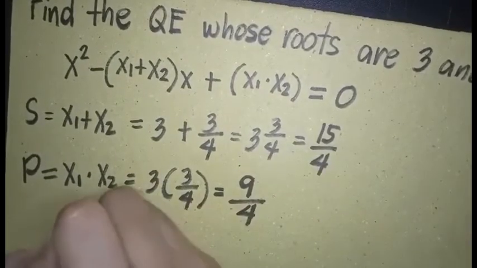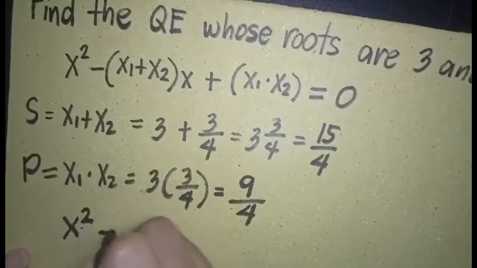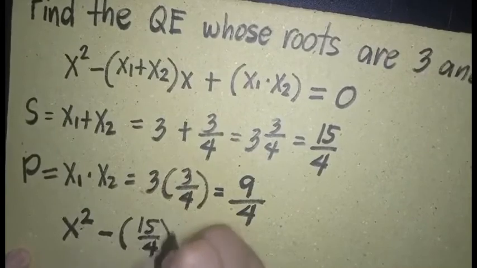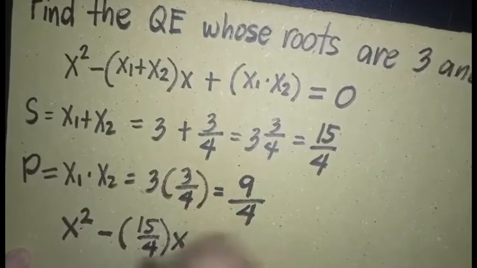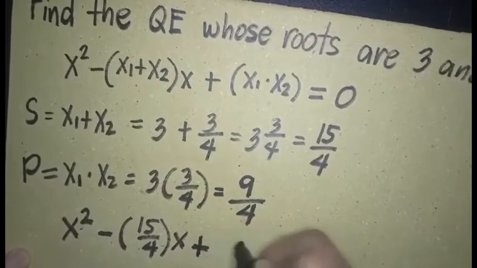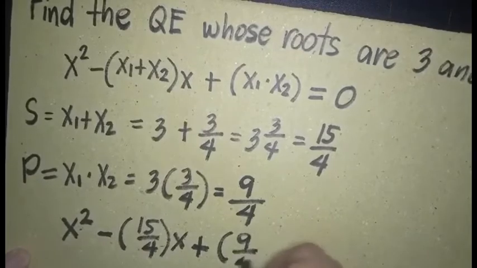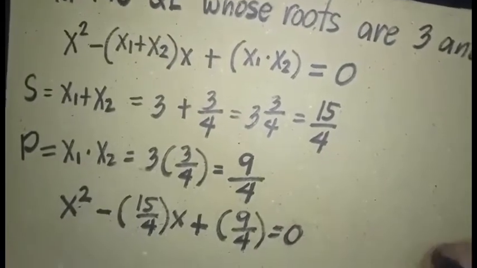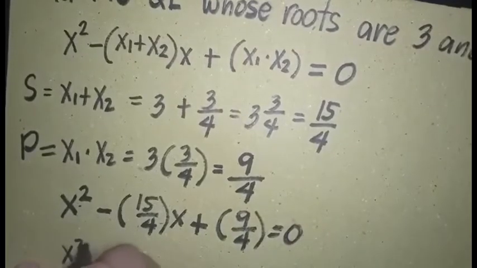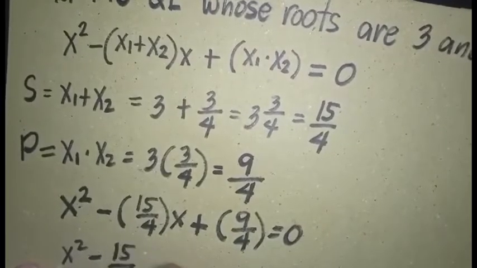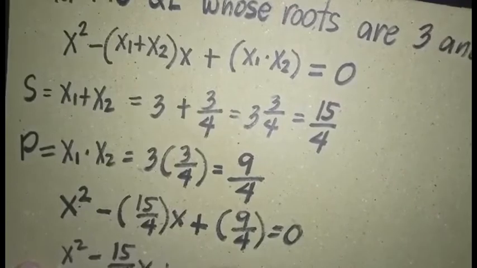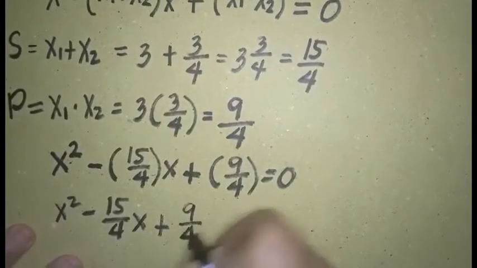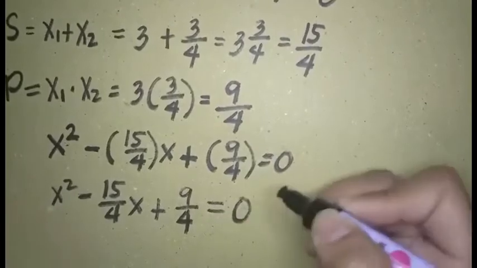So, we copy x squared minus the sum. Our sum is 15/4 x, plus the product, which is 9/4, is equal to 0. Okay, so therefore we have x squared minus 15/4 x plus 9/4 is equal to 0.